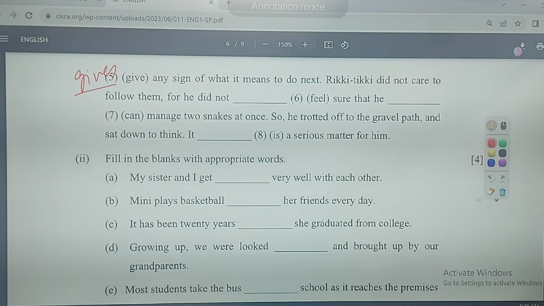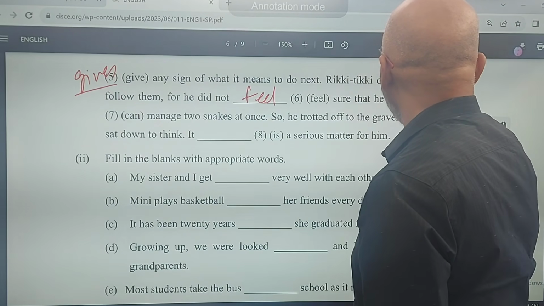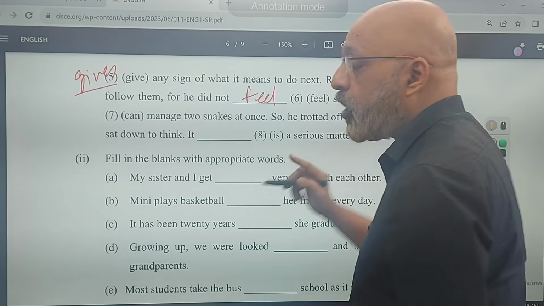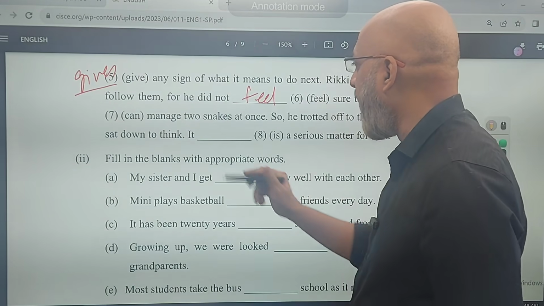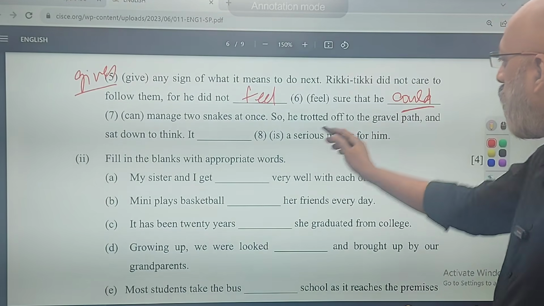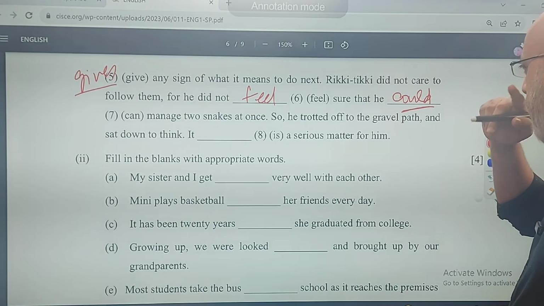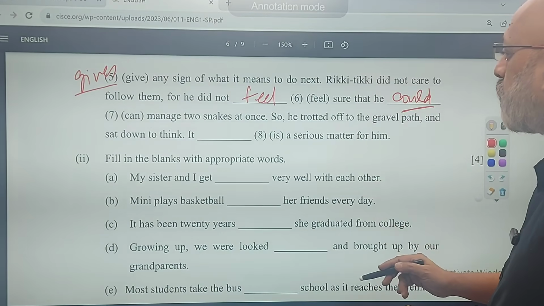Rikki Tikki did not care to follow them, for he did not dash sure that he dash managed 2 snakes at once. So here he could not feel sure that he could will come, because there is an element of doubt. So could not manage 2 snakes at once. So he trotted, meaning went, off the gravel path. Gravel means where there is soil, pebbles and so on, and sat down to think.